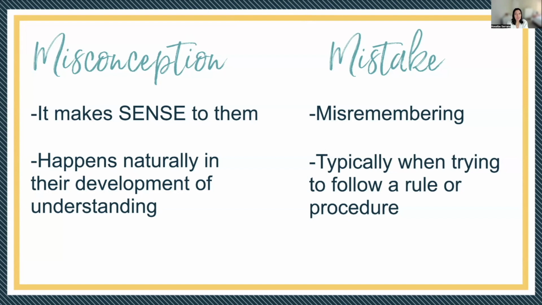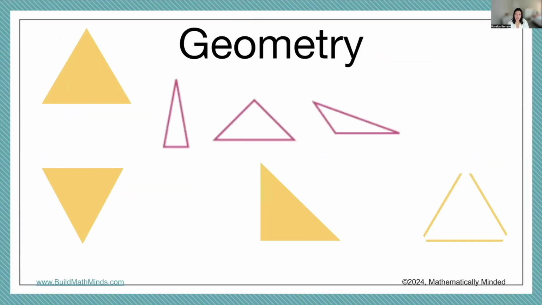Okay, so a misconception happens naturally as students are building their own understanding and reasoning. Now, these misconceptions make sense to the students because they're based on their own understanding. Now, a mistake is quite different. A mistake is when a student either misremembers or misunderstands something that is factual knowledge. And we typically see this when students are trying to follow a rule or a procedure that they don't fully understand. So let's take a look at one geometry misconception.